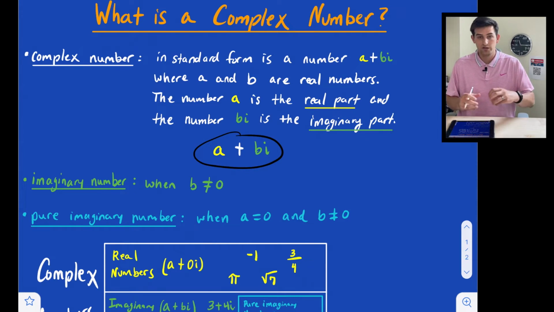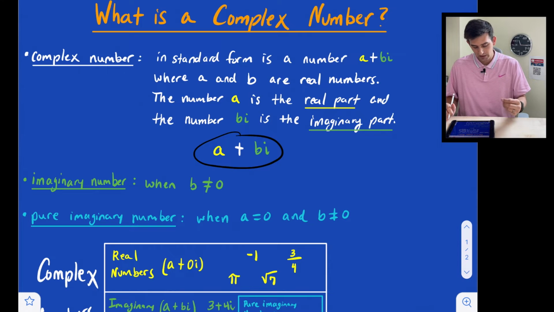So a is the real part of our complex number because that would be just some real number, 3, 5, -8, 2/3, whatever. And then bi is the imaginary part because the i is our imaginary unit, which is the square root of -1. And so now we can think about the concept of imaginary numbers.